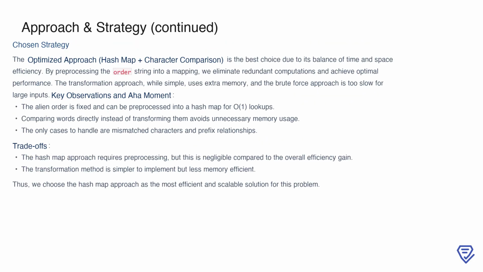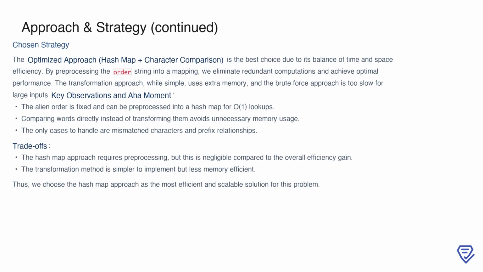After evaluating all the options, the optimized approach using a hash map for character comparison stands out as the best choice. By pre-processing the alien order string into a mapping, we eliminate redundant computations and achieve the most efficient solution. The transformation approach, while simpler to implement, is less memory efficient due to the storage of transformed words. The brute force method, though straightforward, is too slow for handling large inputs effectively.